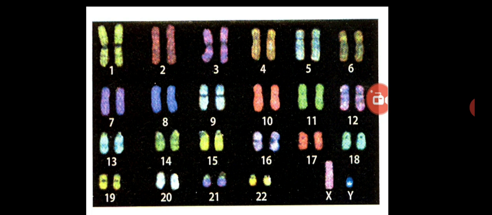How many chromosomes are there? What is the size of the chromosomes? What is the structure of the chromosomes? What is the morphology of the chromosomes? We can take information about the chromosomes of a particular species or organism: size, structure, morphology, length, position of the centromere, position of the satellite, secondary constriction, and moreover the shape of the chromosomes. So all this information we can get by studying the karyotype.